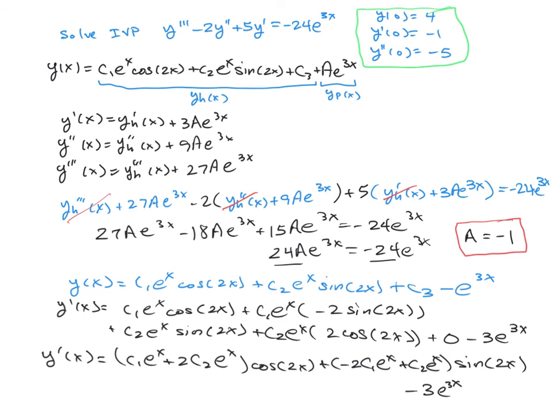So the next step will be to take the second derivative, and then we'll substitute in 0 into all three of these and find our c1, c2, and c3.